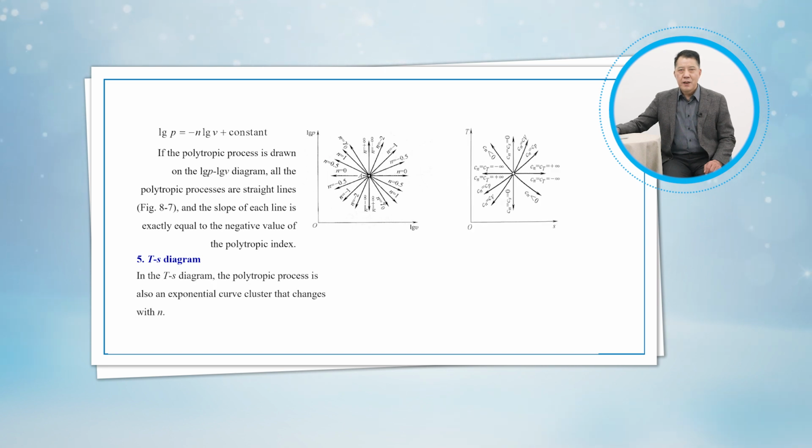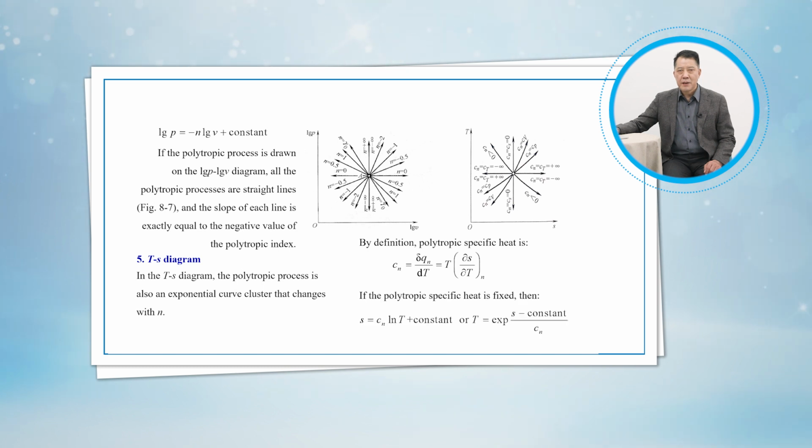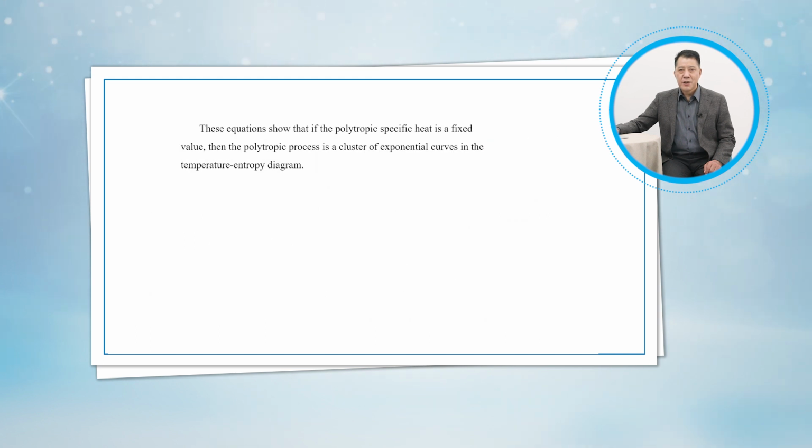In the TS diagram, the polytropic process is also an exponential curve cluster that changes with n. By definition, the polytropic specific heat is as follows. If the polytropic specific heat is fixed, then we have expressions for S or T. These equations show that if the polytropic specific heat is a fixed value, then the polytropic process is a cluster of exponential curves in the temperature-entropy diagram.